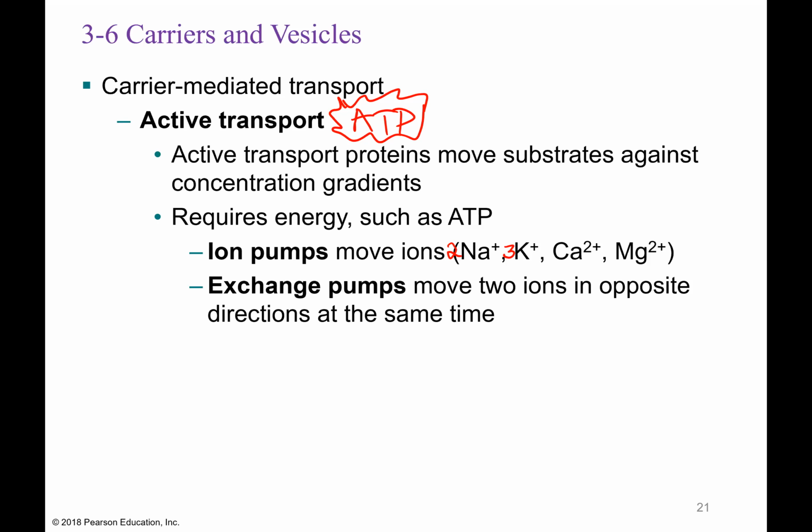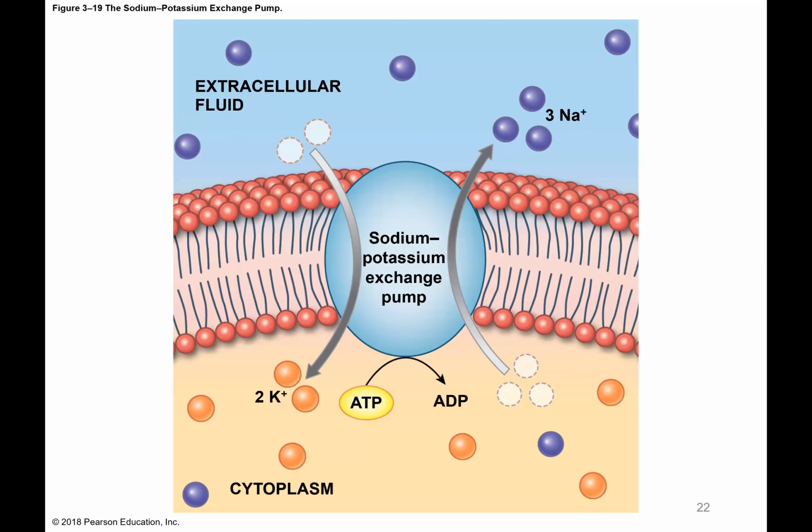Okay, exchange pumps. These are pumps that move 2 ions in the opposite direction at the same time. So the sodium-potassium pump is an exchange pump, exchanging sodium for potassium. Here's an illustration. Oh, I was wrong. It's 3 sodium for every 2 potassium.